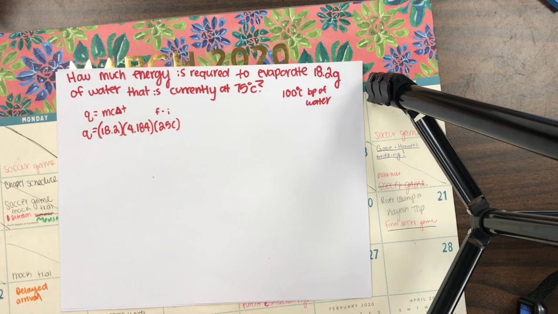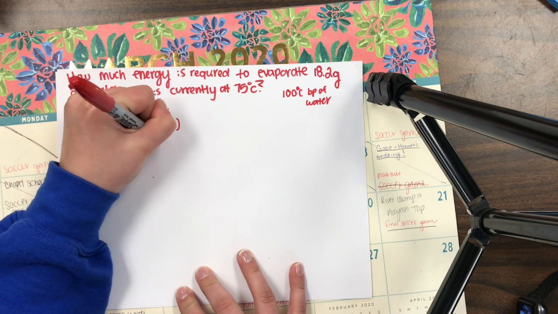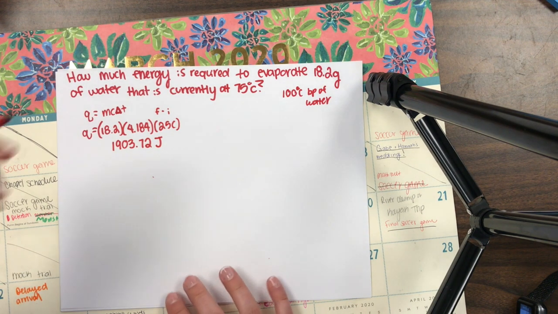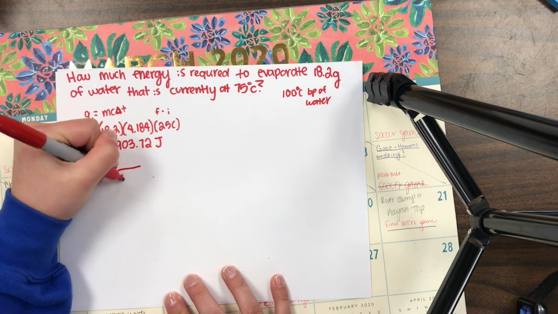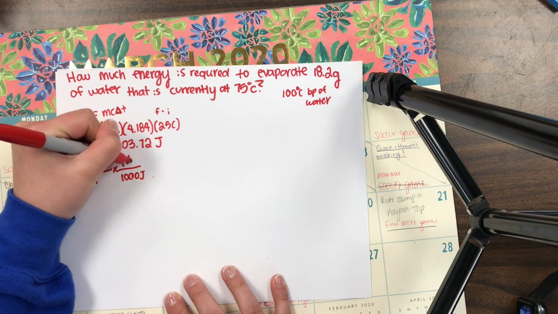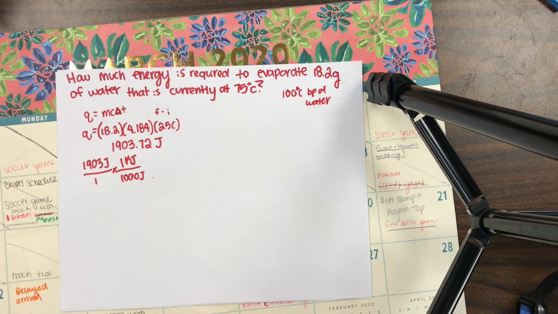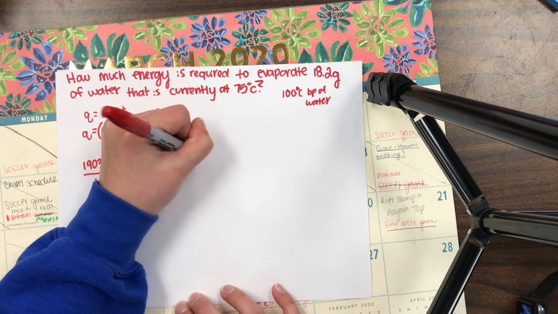The thing that you need to pay attention to when it comes to these is units. So I got 1,903.72. That's in joules. What I need to get to in order to plug it into my heat of vaporization problem is kilojoules. So to convert this to kilojoules, I'm just going to say I have 1,000 joules in 1 kilojoule. And if you're lost on this, this goes all the way back to King Henry. So if you need a video on that, I'll add it in. So this would be 19.03 kilojoules.